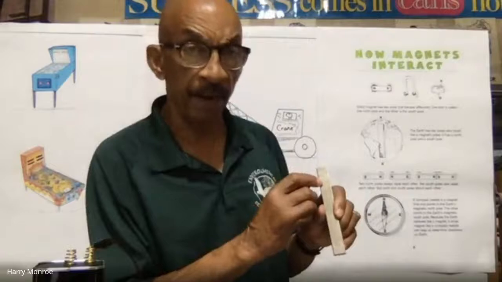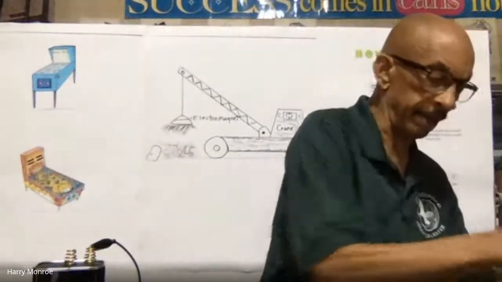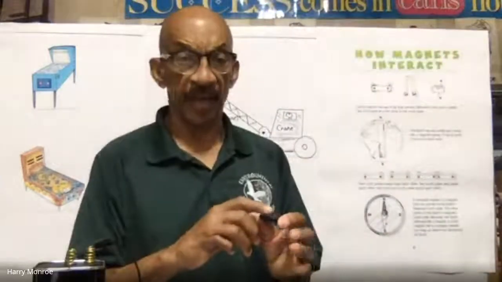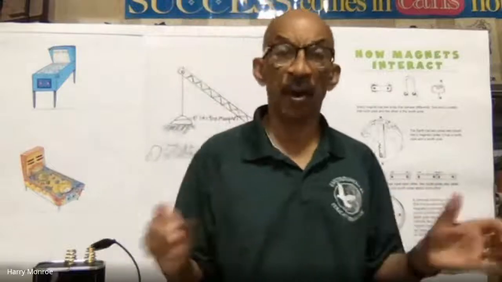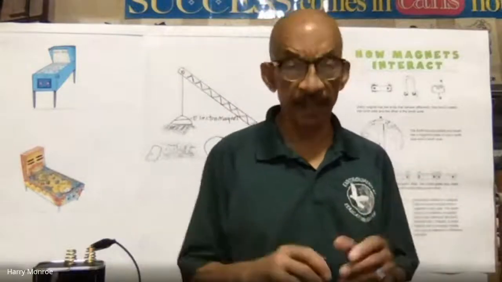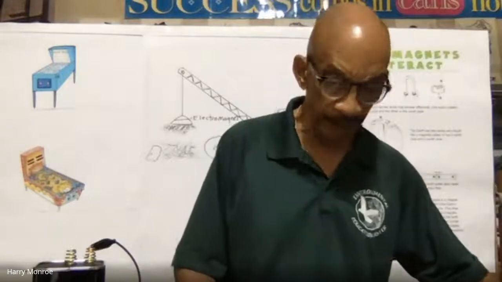There's an N up here, that's the North Pole. And of course, on a ring magnet, one side is the South, the other side is the North. Now, when you put those two poles together, they don't attract each other. They repel each other. I want you guys to remember that, okay?